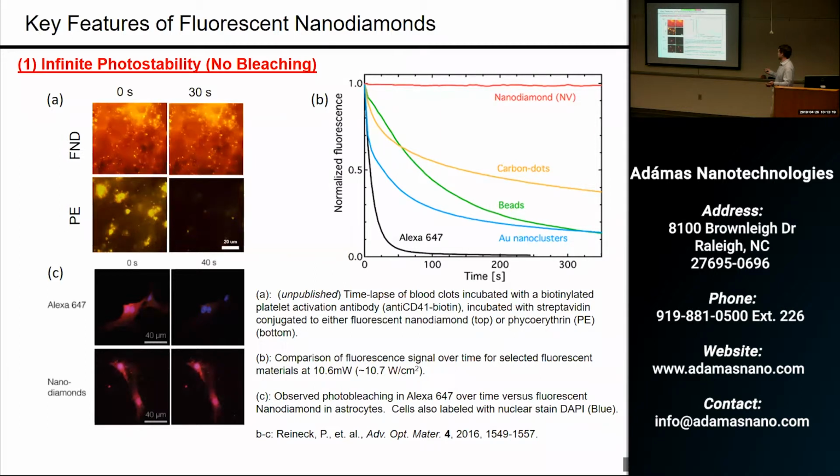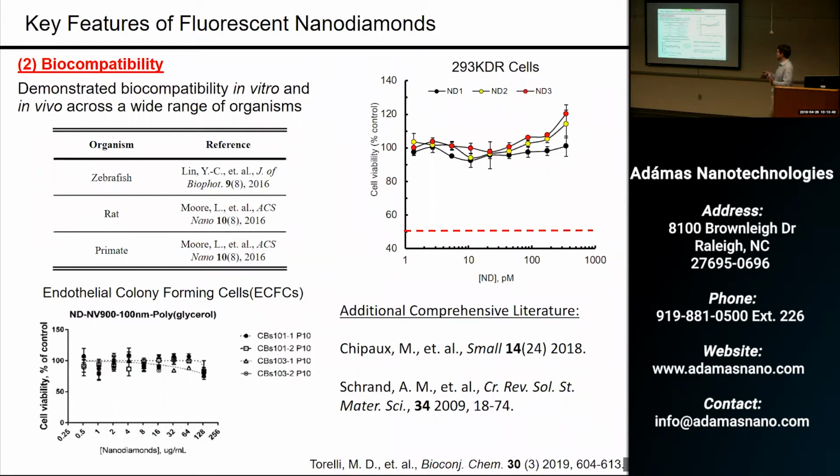And then just a general comparison of fluorescence versus time compared to several other commonly used or available fluorescent materials also shows similar decay, but of course, the NV center is stable with time. Okay, so we have photostability. The next key feature is biocompatibility.